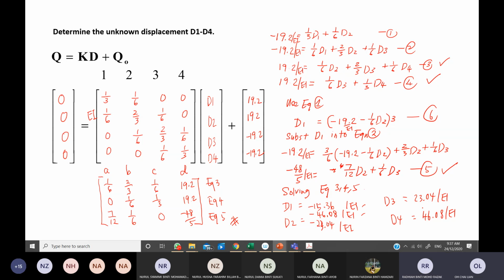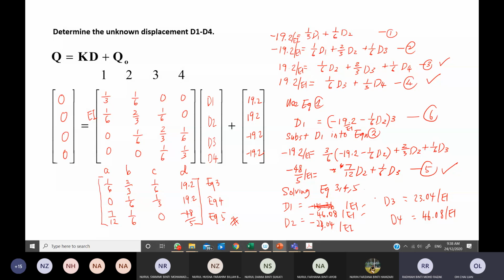Okay, so let me check. Doctor, I did it wrong. I forgot to multiply by 3 for the D. So after multiplying by 3, what shall we get? Same as Nurin. Okay, negative 46.08, correct? Yes. Okay, so this is what we have obtained from solving this.